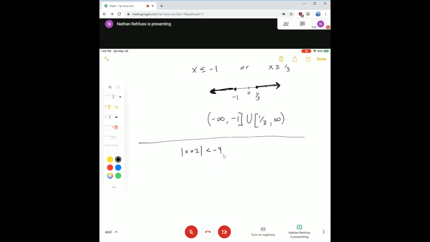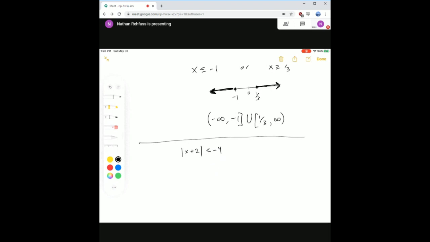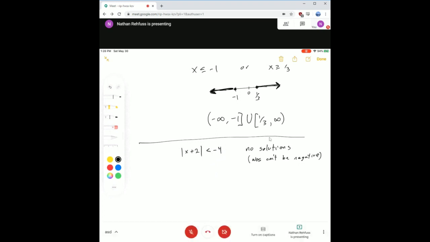There's no way to get any closer than on top of 0. If this were a 0, we'd be right on top of it, but this is closer than that. So there are no solutions. And that's because an absolute value can't be negative. To satisfy this, it would have to be like -4.01 or -5 or -10. That's impossible.